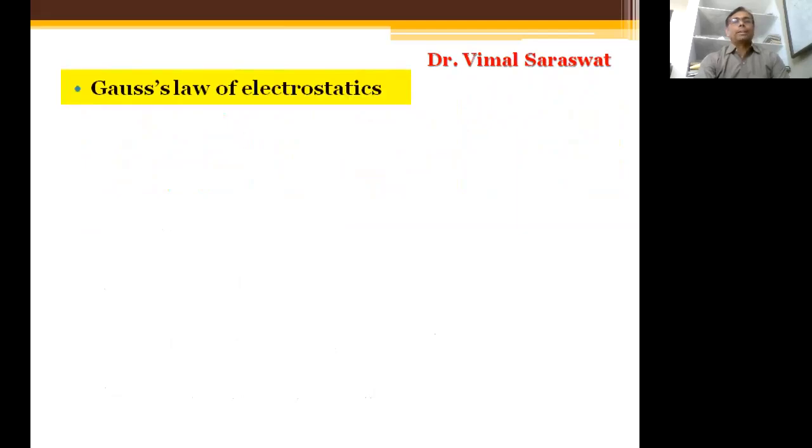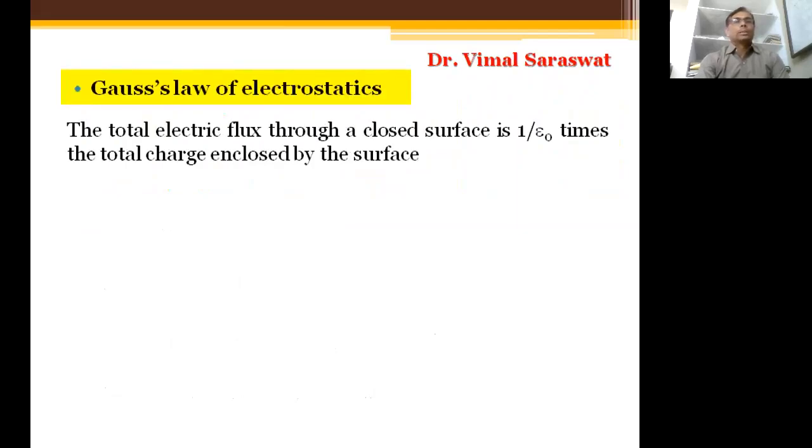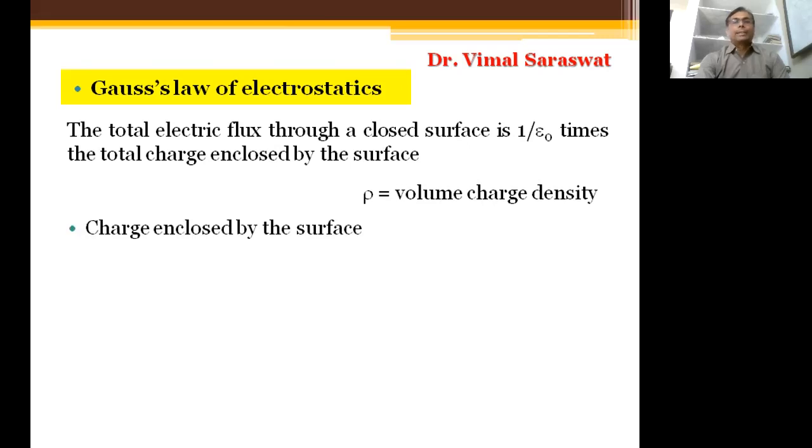So, Gauss's law of electrostatics. According to Gauss, the total electric flux through a closed surface is 1 upon epsilon naught times the total charge enclosed by the surface. Here epsilon naught is the permittivity of free space. Now if rho is the volume charge density, then the charge enclosed by the surface is given by Q is equal to volume integration rho dV. Now according to Gauss's law, the electric flux is equal to 1 upon epsilon naught times the total charge enclosed by the surface.